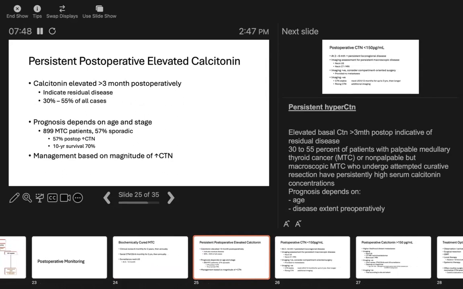So normally it's about 3 months post-operatively where you actually start to see the real nadir of the serum calcitonin. If they are elevated beyond 3 months, then 30 to 50% of these cases have residual disease. So prognosis depends on age and stage. In a series of 900 MTC patients, 57% sporadic, 57% post-op had increased calcitonin, but they still had 70% 10-year survival. So the management is based on the magnitude of the calcitonin elevation, whether you do earlier follow-up or longer follow-up.